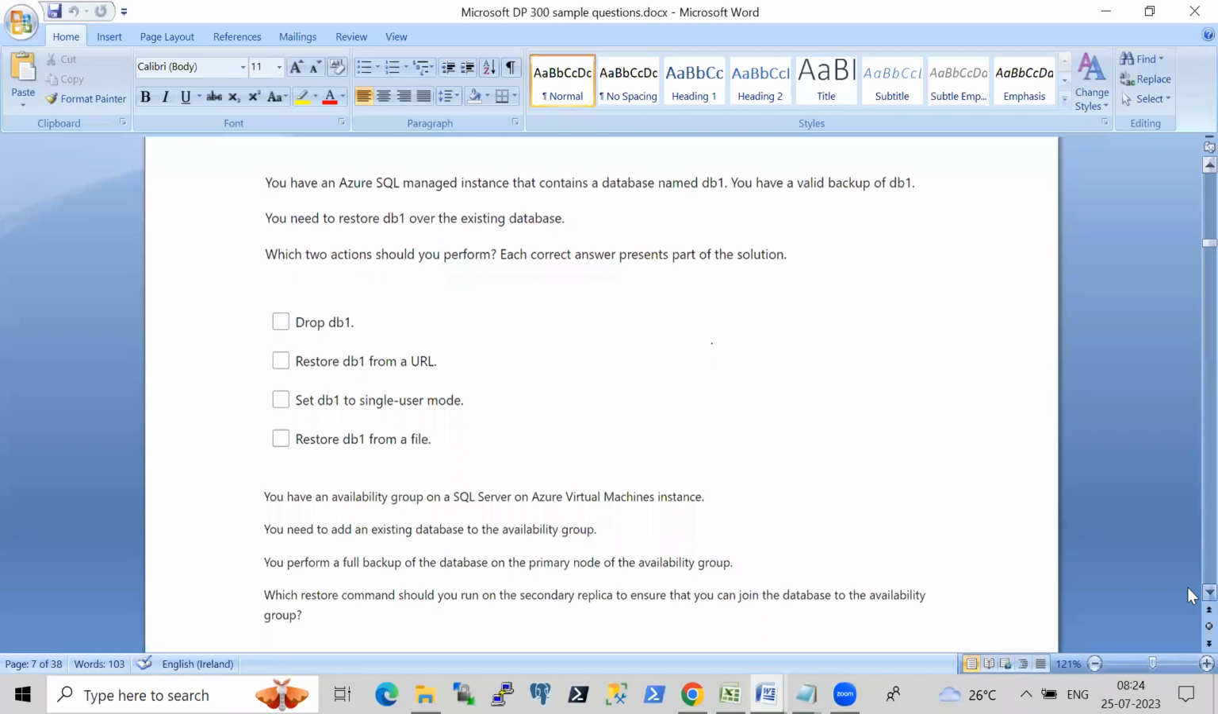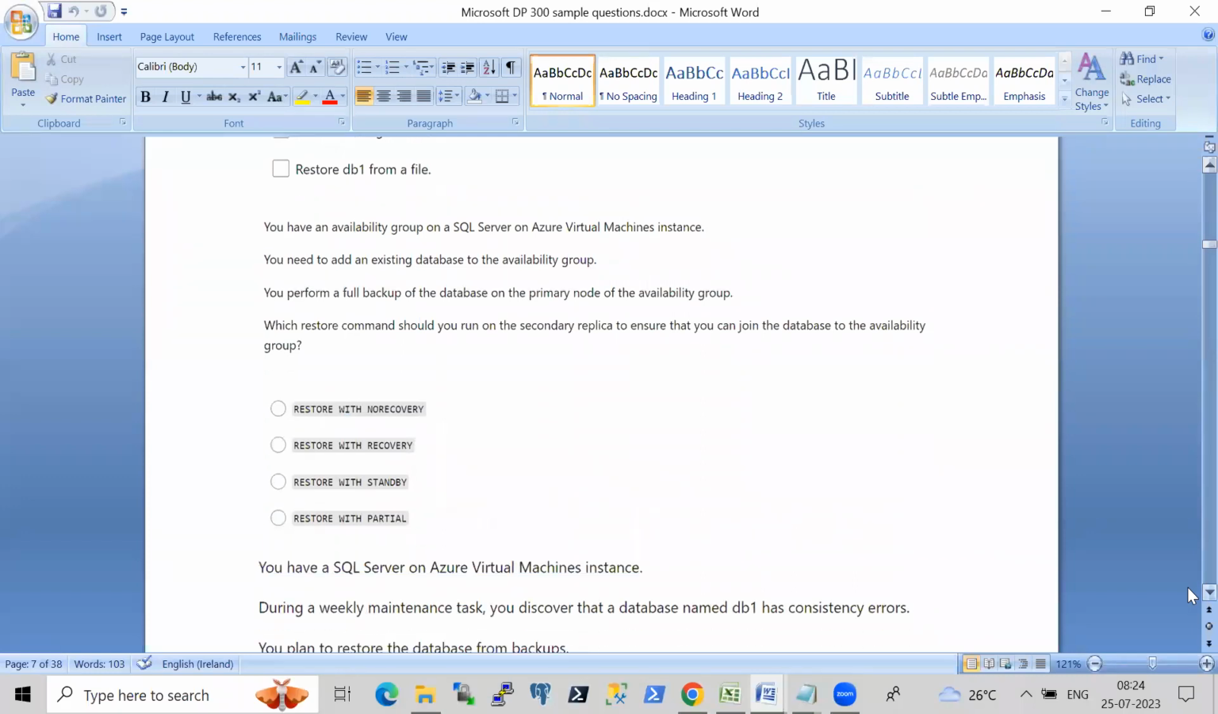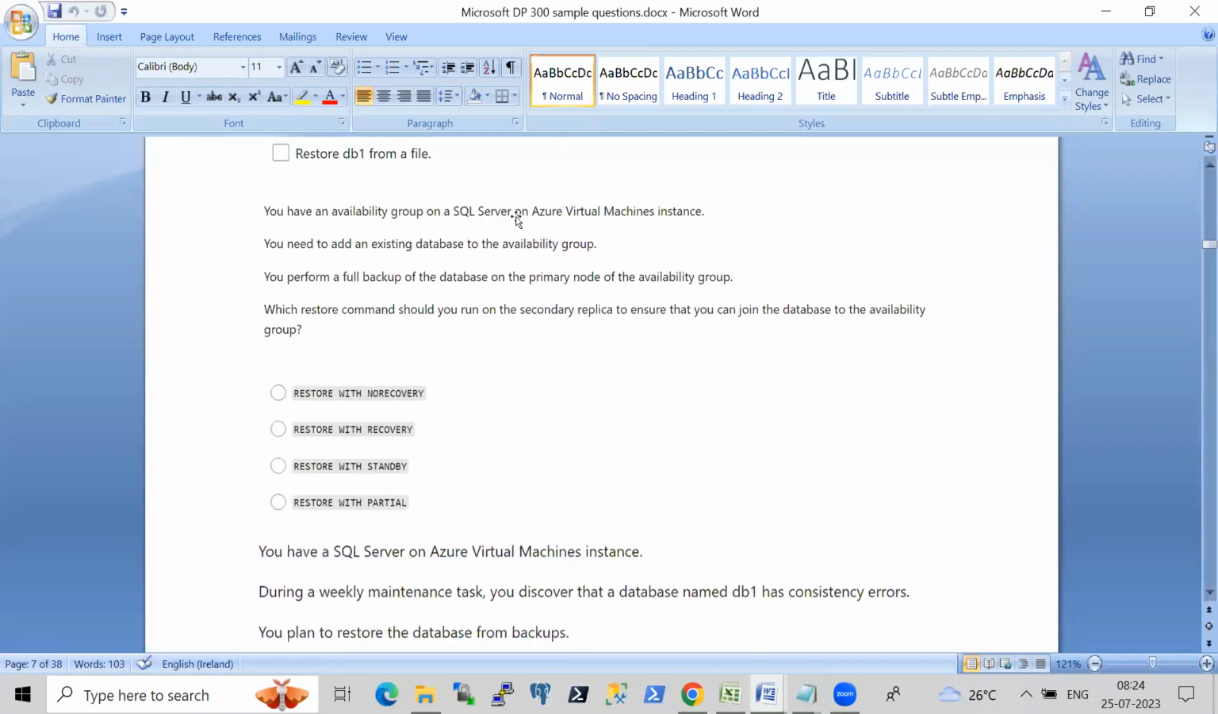Okay, next question. I think this is very easy question. So you have an availability group on VMs. You need to add an existing database to availability group. So you perform full backup database on primary and you have to restore it onto second replica and you have to join the database to availability group. So very simple question. In Always On, if you are restoring, which one should I choose? Before I join the database to Always On, it has to be no recovery, right? So this is the right answer.